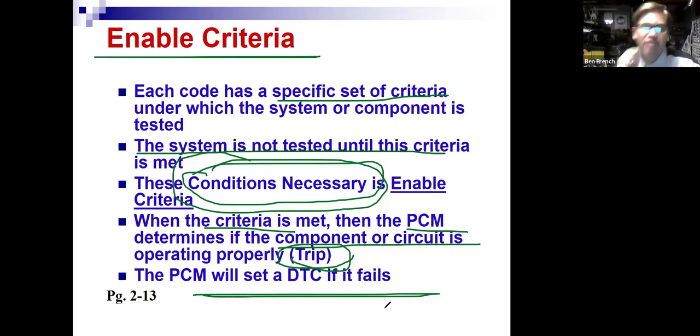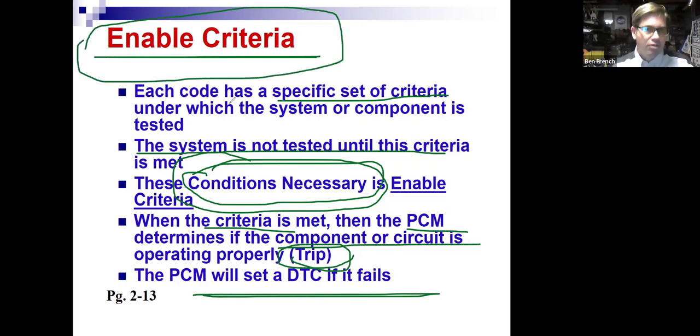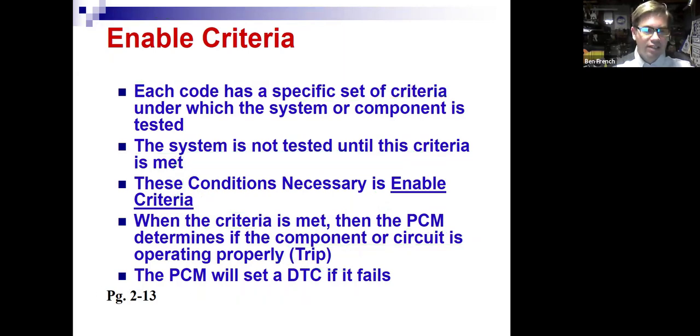The thing that kicked a lot of people's butts was they had a problem in the car. They cleared it and they're like, hey, the check engine light's off. I must have fixed it. No, you didn't do anything. All you did was tell the computer, hey, clear the codes. So remember, it's not going to test components unless you have met the enable criteria. So that was a new hurdle that we had to deal with in OBD2 that we didn't have to deal with back in the days of OBD1. All right, so moving right along.